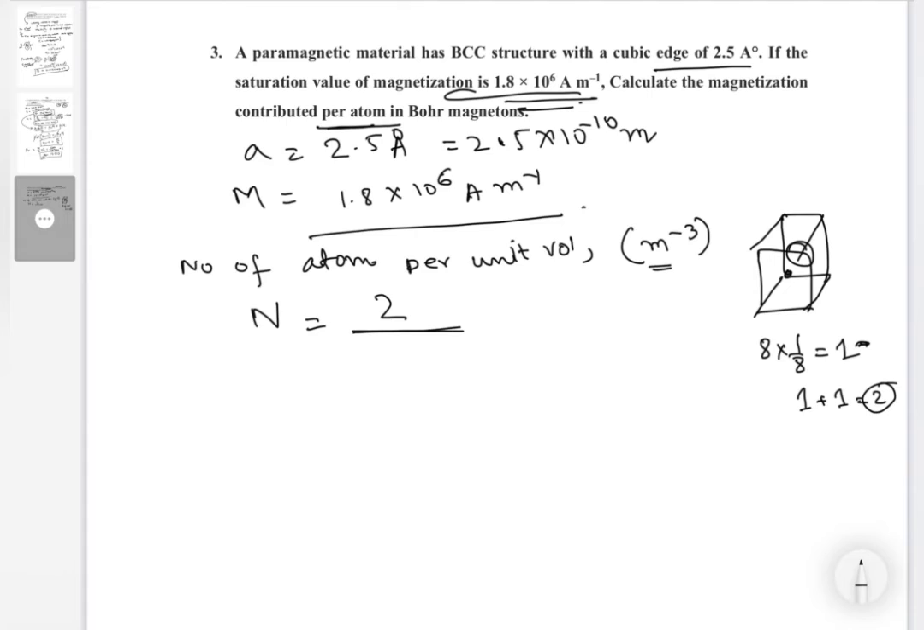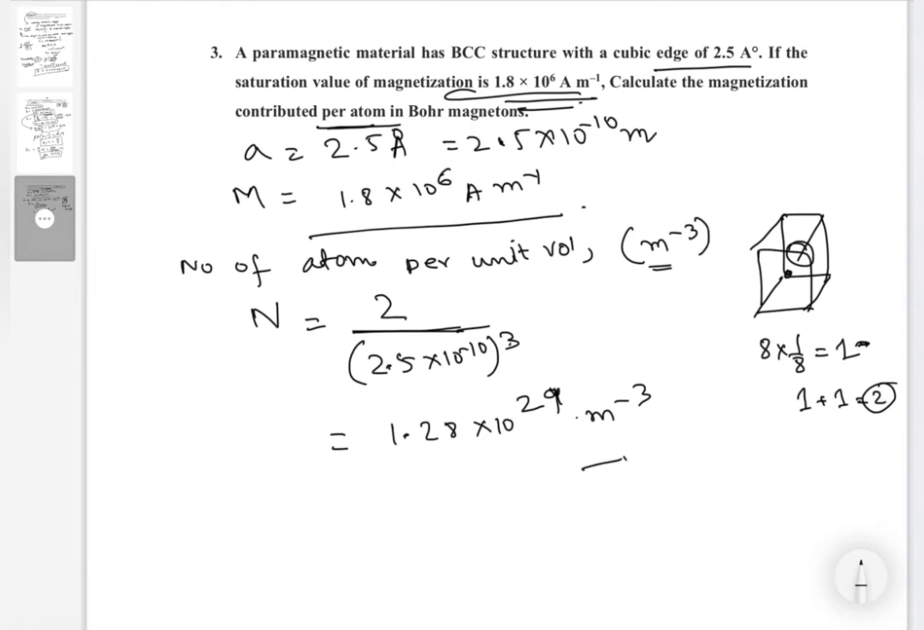So I want to have per unit volume. So that's why at the bottom, in the denominator, there would be a cube, so 2.5 times 10 to the minus 10, cubed, to determine the volume of the unit cell. So ultimately what we have is 1.28 times 10 to the power 29 per meter cube.